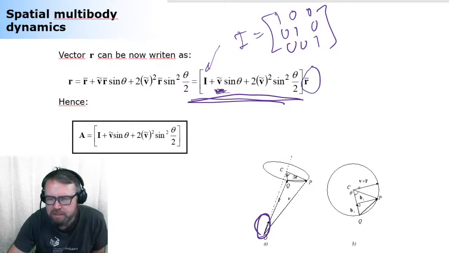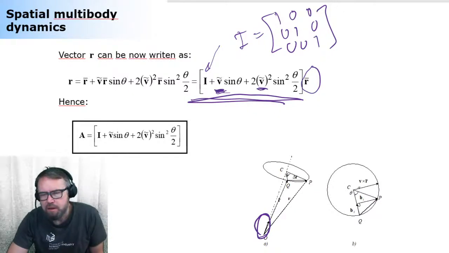So this is my V in a skew symmetric form. This is V power 2, and again, skew symmetric form. And this is it.